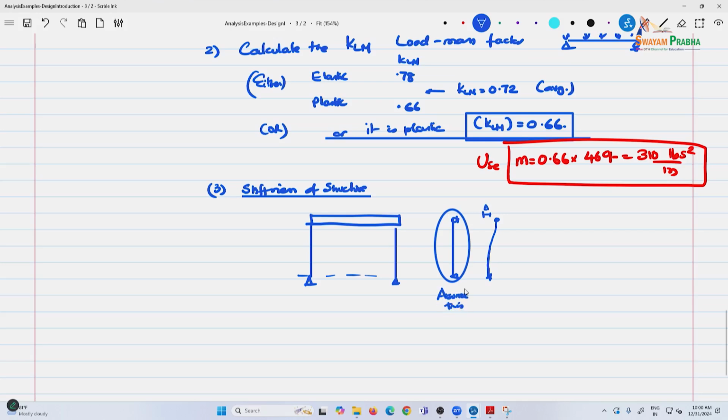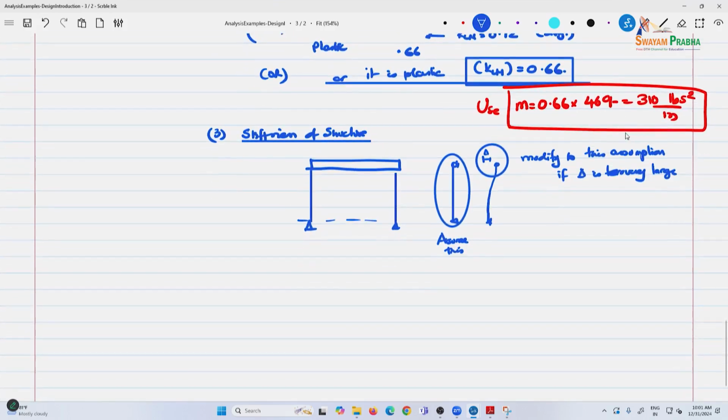You can modify this assumption if delta is large, or very large I should say. If it is in the order of several inches, 6, 7, 8, 10 inches, then you should look into it. But let's start with this assumption, and for this simply supported assumption, we know K is equal to 384 EI by 5L cubed.